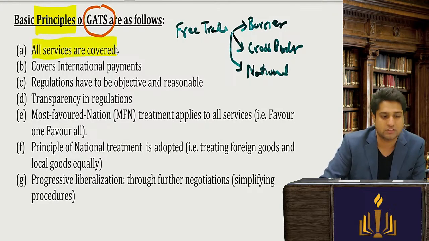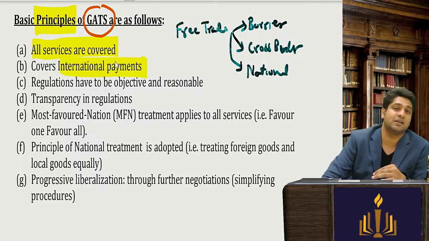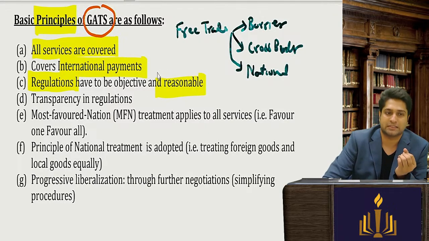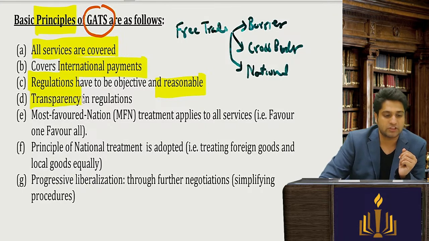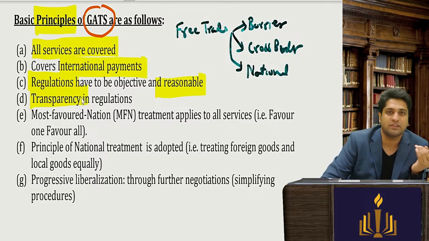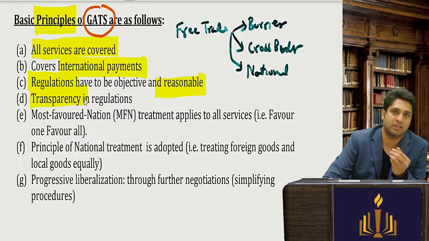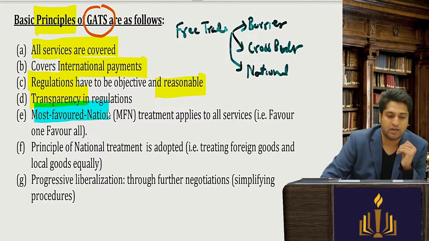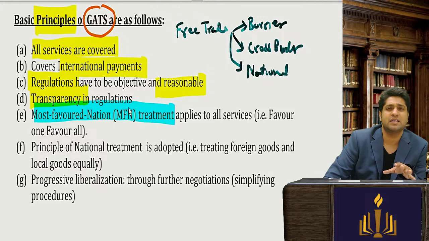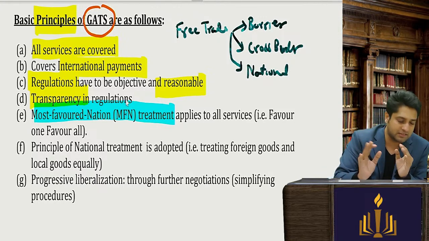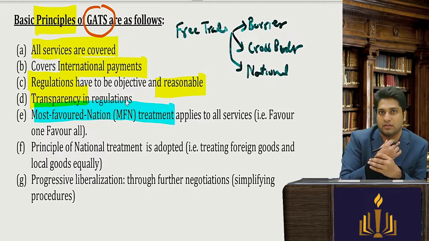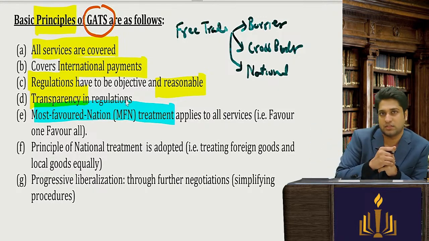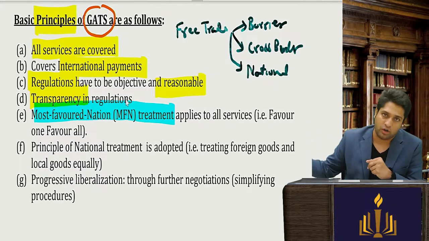So again, let's see. First, GATS says that all services are covered. It covers international payments. Then regulation should be reasonable. If we have put custom duty, it should be fair. Transparency should be there in the regulation. So any country dealing with any other country should know that these are the terms and conditions to deal in services. Now there are three important lines. Okay, three important lines. Most favored nation treatment. That means, in simple language, don't favor any country. Don't give preferential treatment to one country and not to the other countries. So if you have favored one, then favor all is what the principle says.